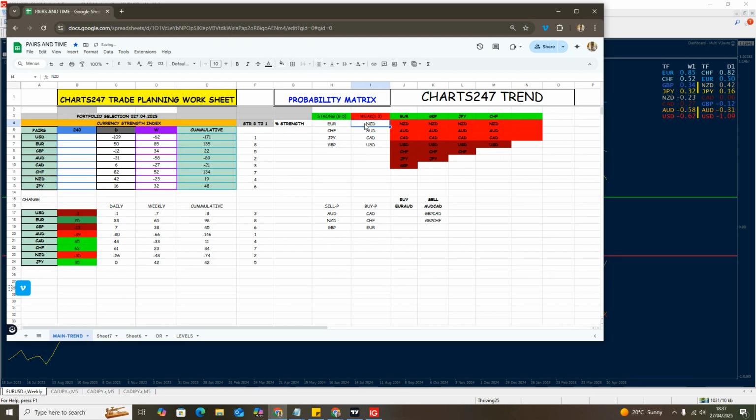Then the weak pairs is the US dollar, USD, and AUD, followed by CAD, I think. Yeah, and then CAD is 3, 4 is the New Zealand NZD. So that's basically our portfolio selection for today, or the week commencing the 27th of April 2025.